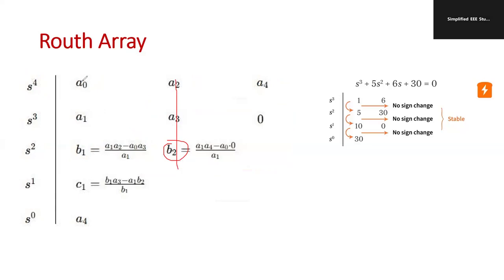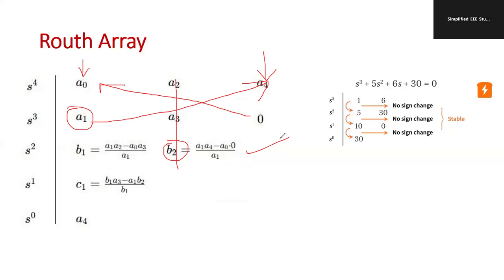So please consider the column on the left side and the column on the right side. So A1 into A4, correct? A1 into A4 minus A0 into 0. This is the 0 element that should be multiplied with A0, divided by A1. That is a simple formula. In the next video, I'm going to show you the complete problems and how to get the solution.